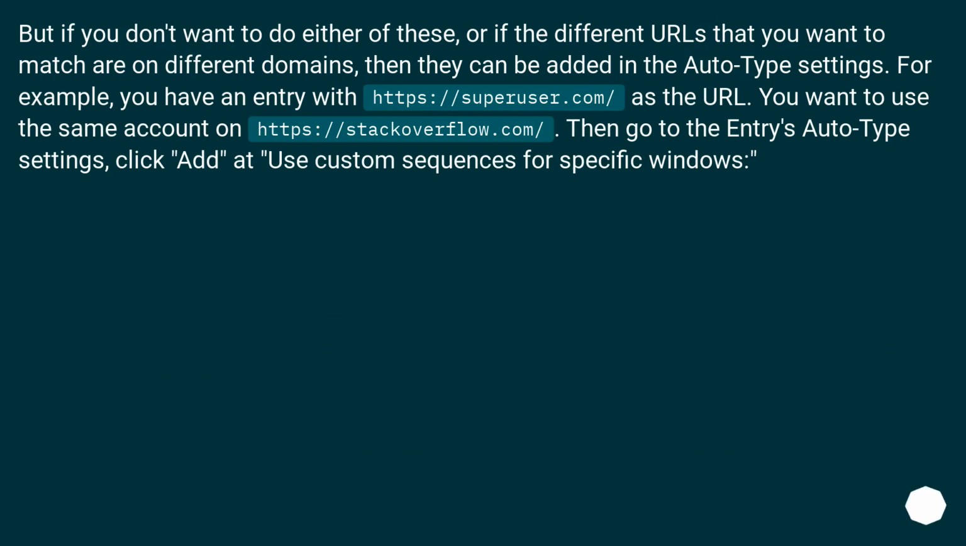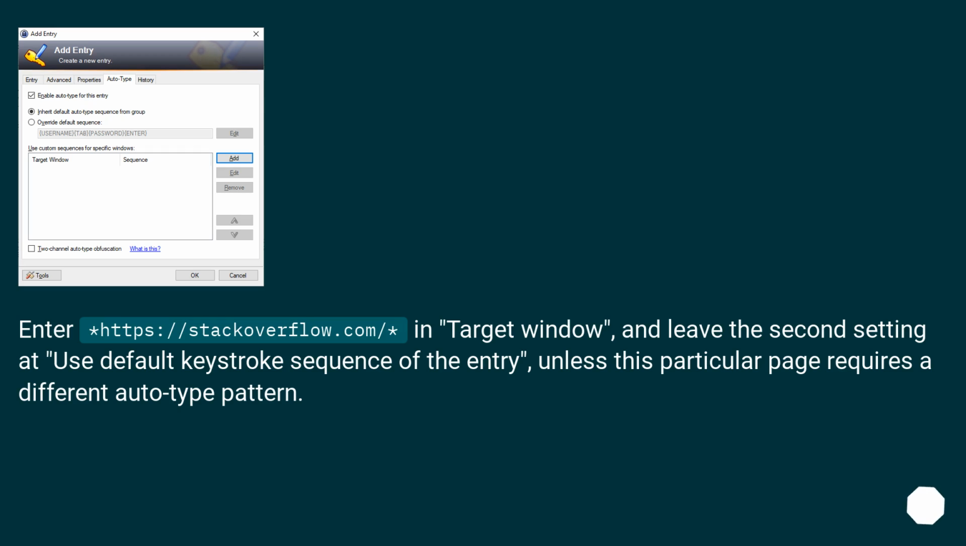For example, you have an entry with https://superuser.com/ as the URL. You want to use the same account on https://stackoverflow.com/. Then go to the entry's autotype settings, click Add, use custom sequences for specific windows. Enter https://stackoverflow.com/ in target window, and leave the second setting at use default keystroke sequence of the entry, unless this particular page requires a different autotype pattern.